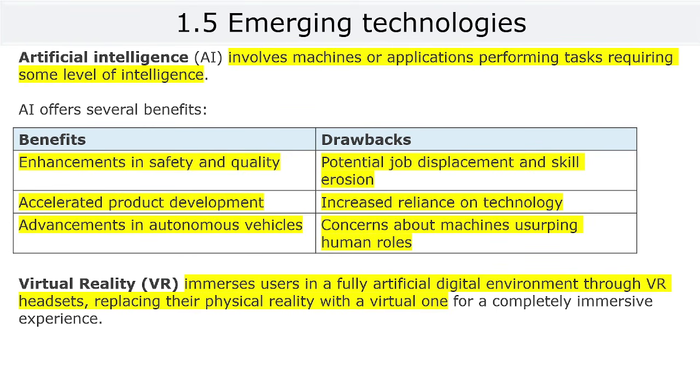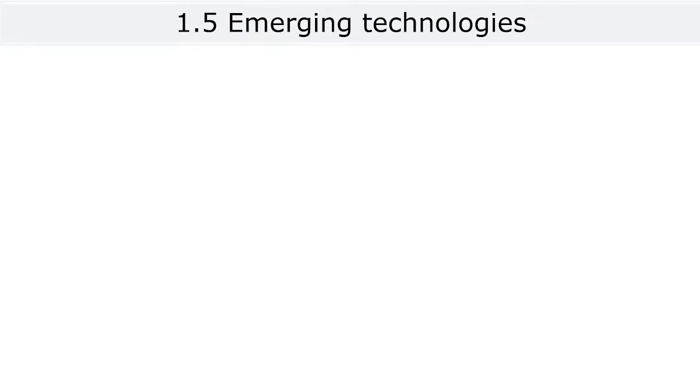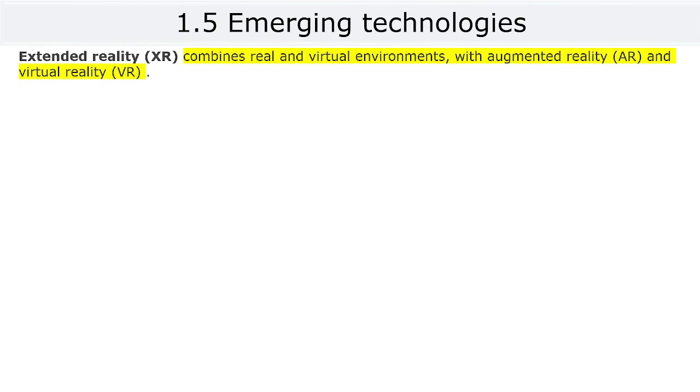And then we have virtual reality. In this case, you are immersed in some artificial world through a VR headset, okay, so that your physical environment is replaced with a virtual one and you get a feel of what is happening. Now, we also have extended reality, which is a combination of the virtual and the real, augmented in some cases. Yeah, augmented.